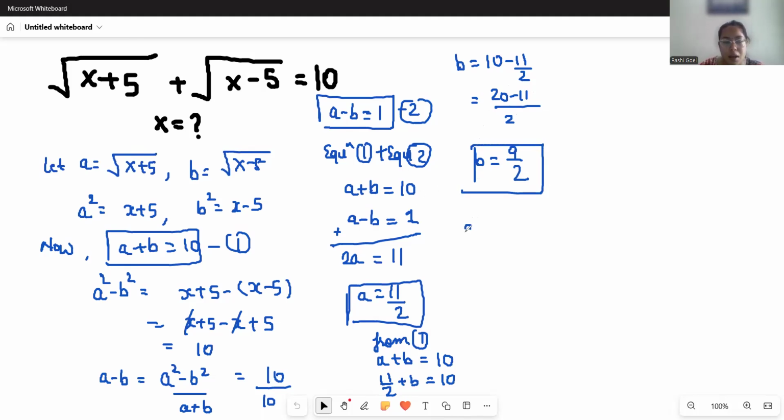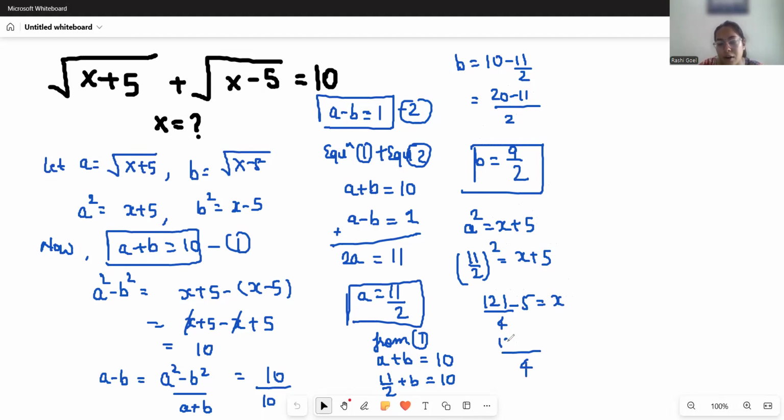So our a² is x+5. So a is 11/2, whole square, equal to x+5. So 11² is 121 by 4, and take this 5 to this side. So this is 4: (121 − 20)/4 equals x. That is 101/4. This is the value of x.